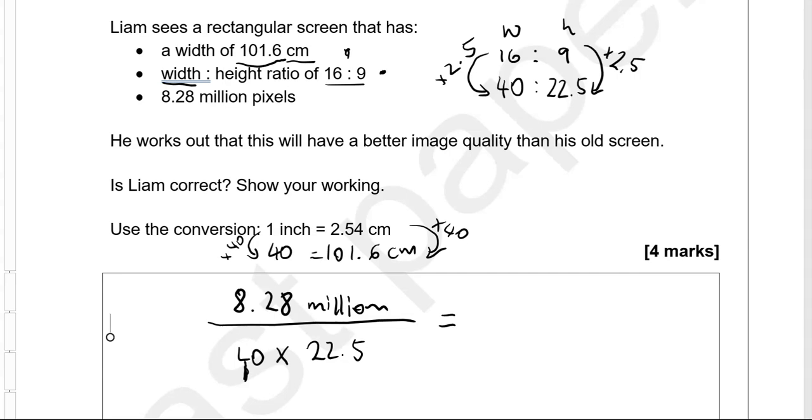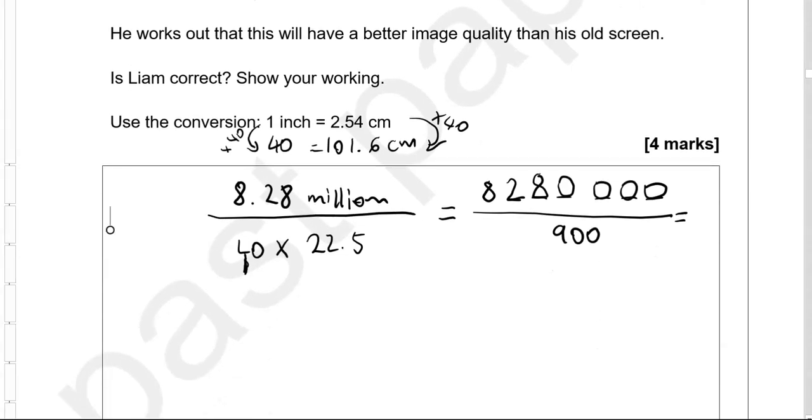So 8.28 million. So that's higher than 8 million. When we write 8 million, we know there is 8 and then 6 digits after that. So we've got 2 coming after the 8 and then the other 8. The rest of them we just fill with zeros, and that's divided by 40 times 22.5, which gives us 900.